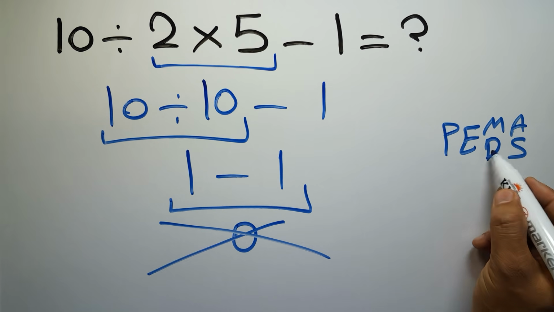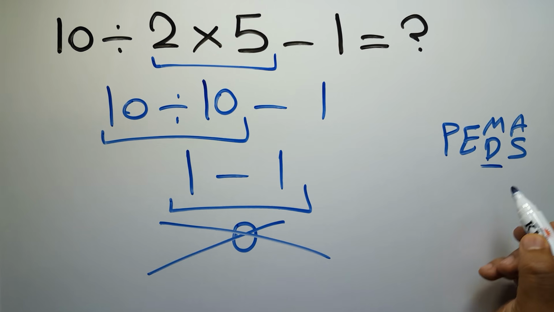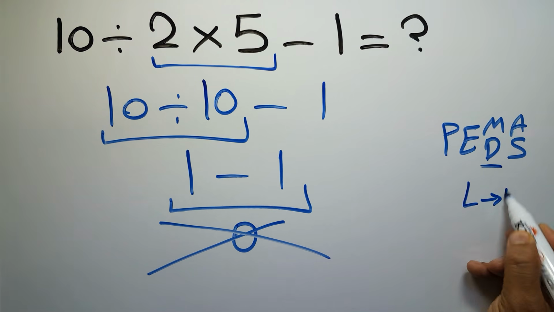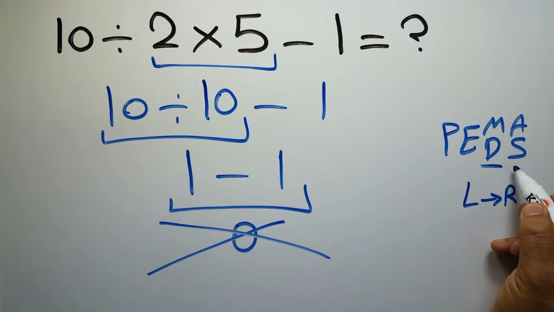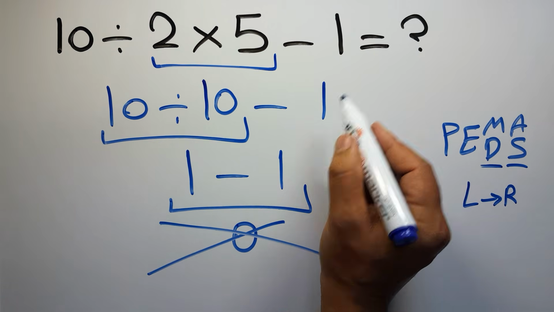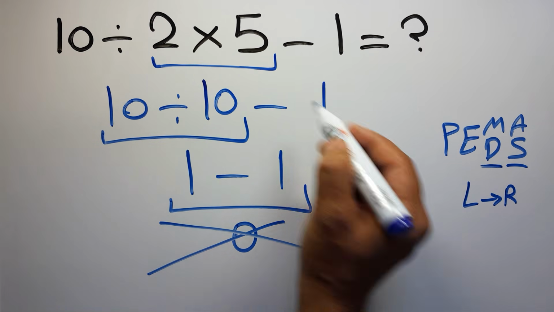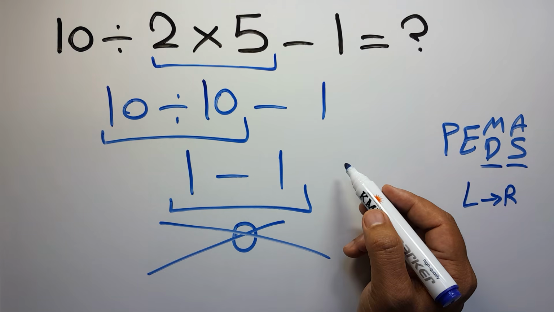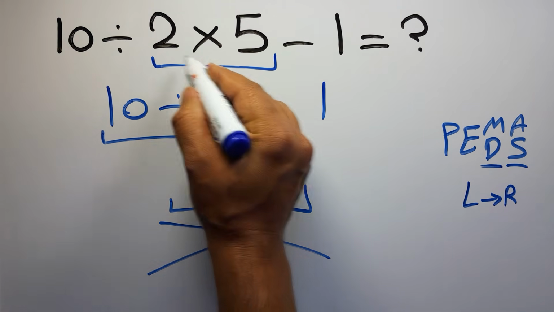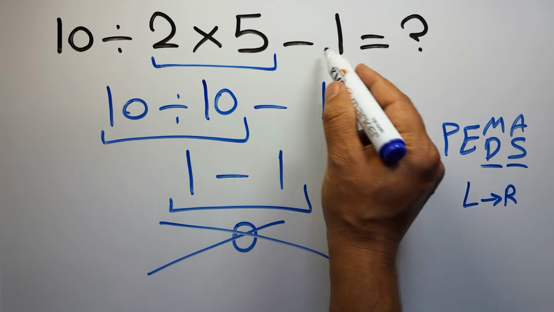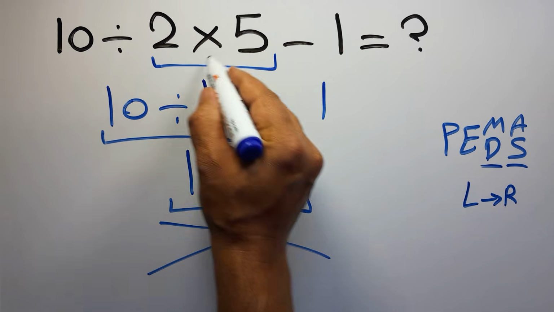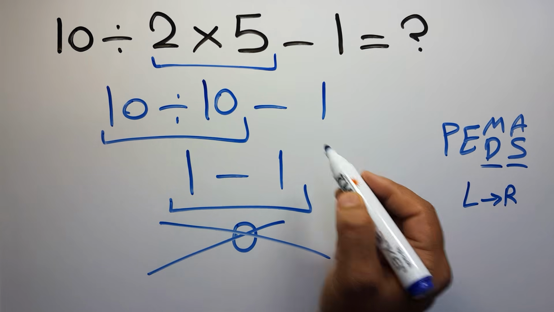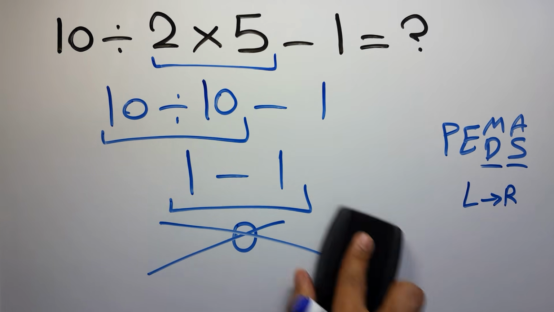Remember that multiplication and division have equal priority and we have to work from left to right. And the same applies to addition and subtraction. In this expression, we have one division, one multiplication, and one subtraction. According to PEMDAS, first we have to do this division, then this multiplication, and finally this subtraction. If we do this multiplication before this division, it is wrong.